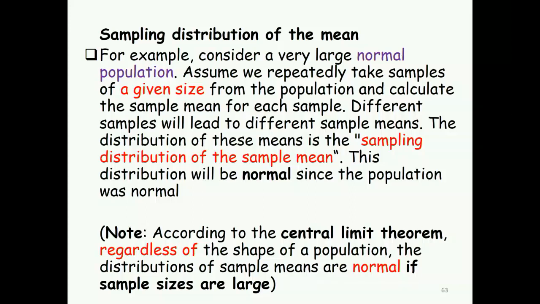Because the population is already normal. If the population of height of all these students is normal, the sampling distribution would also be automatically normal, because the population is normal. But the central limit theorem is saying that don't worry about whether the population is normally distributed or not. We don't care. As long as the sample that I am taking is large enough, then the distribution would still be normal.